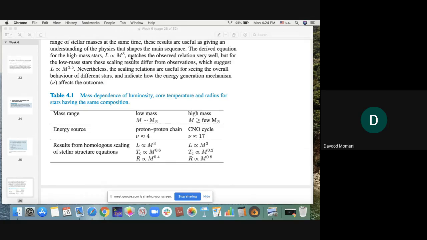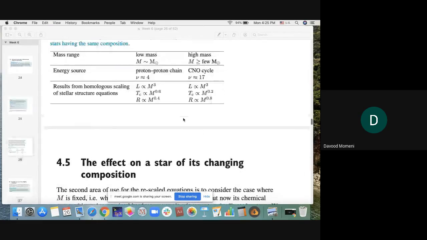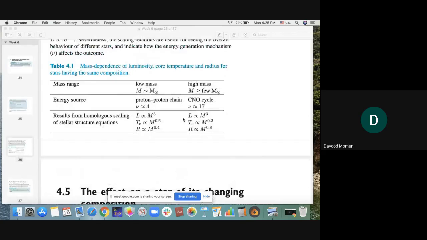For high mass stars, when the mass is greater than the mass of the solar system, the dominant energy source is CNO and nu is 17. So if you go back to the equations and just substitute nu, you can see that the luminosity, the temperature at the core, and the radius will be proportional to those. This example is done for a type of star with the same compositions.